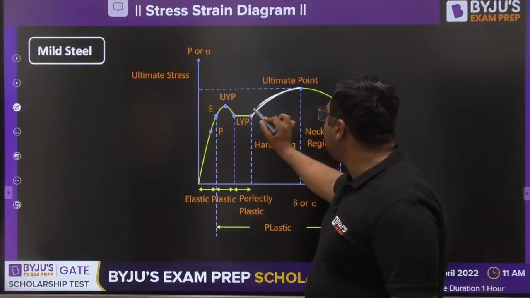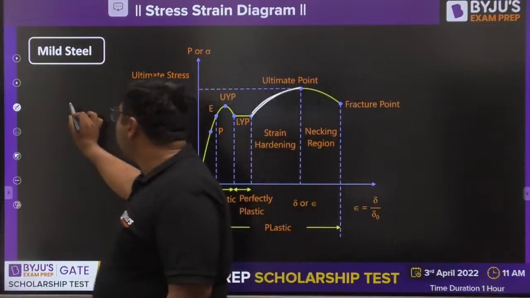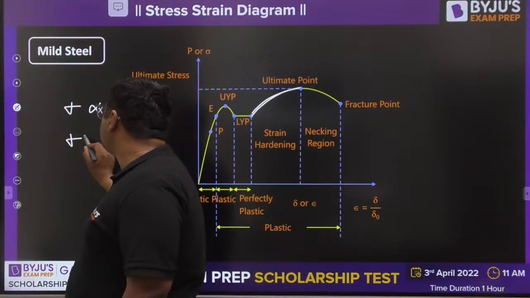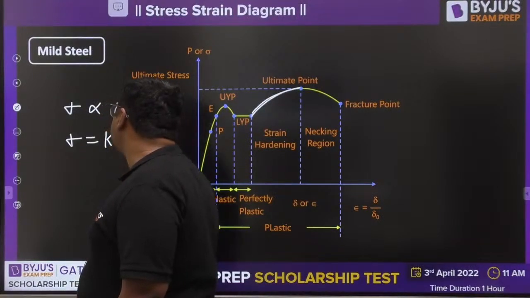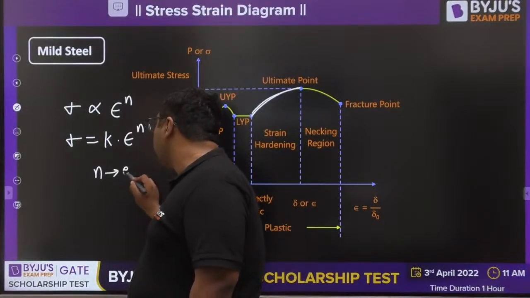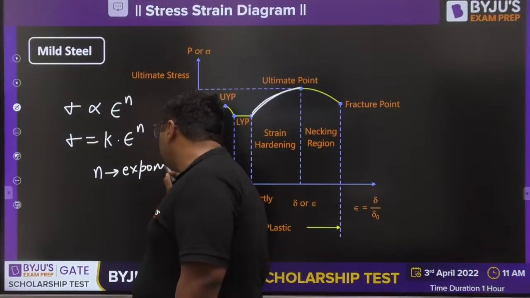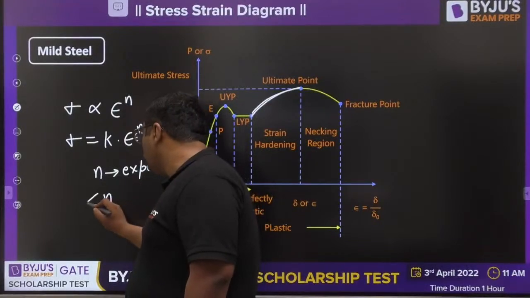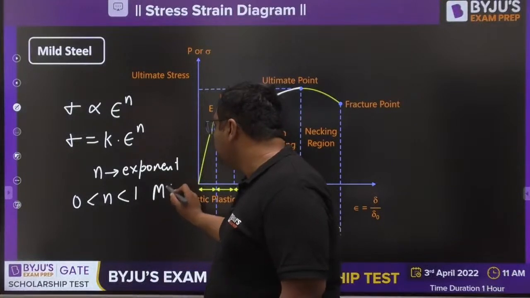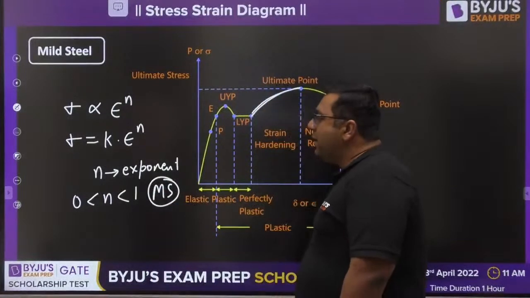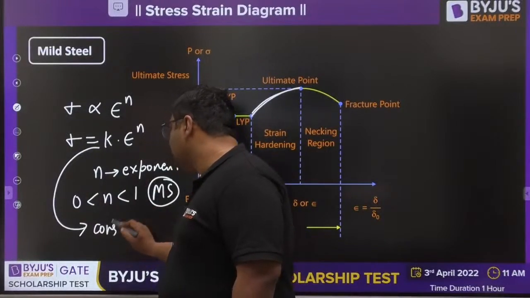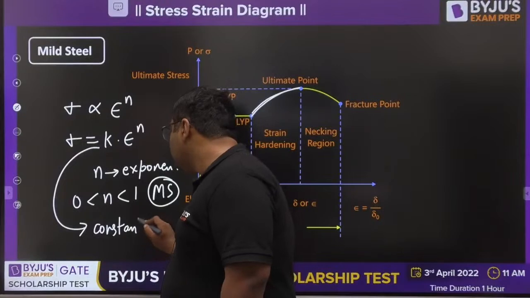So for this region a law is given, and that law is saying that sigma is directly proportional to epsilon to the power n, and you can also write it as sigma is k times epsilon to the power n. Here n, you can say it is an exponent. Okay, and this exponent is lying between 0 to 1, and this 0 to 1 value is there for mild steel, the material which we are going through. And my dear, K is strengthening coefficient, or you can say it is a constant.